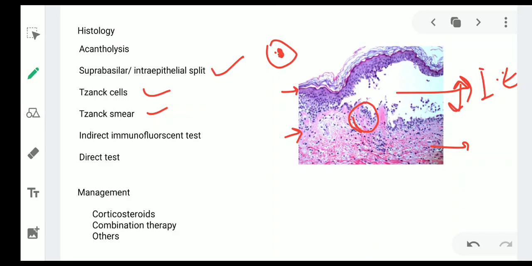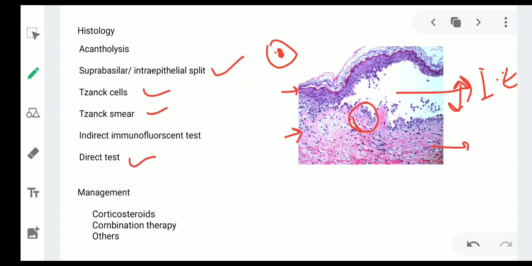So an indirect immunofluorescent antibody test will show antibodies against intercellular substance, which can be seen in the serum of the patients. In the direct test, the antibody will bind the immunoglobulin deposit in the intercellular substance and show positive fluorescence.